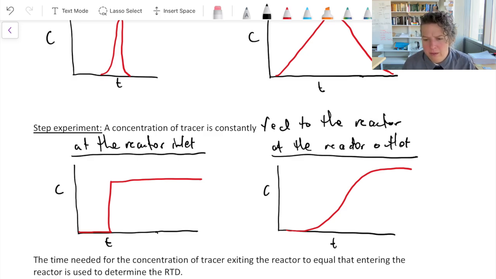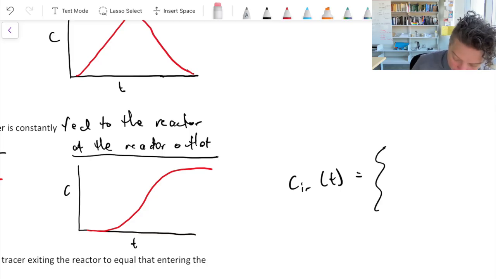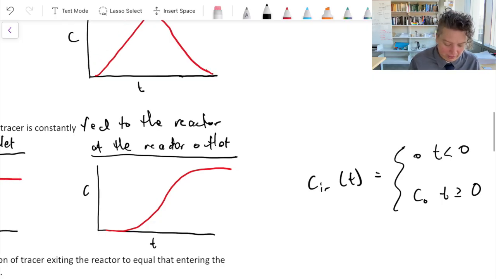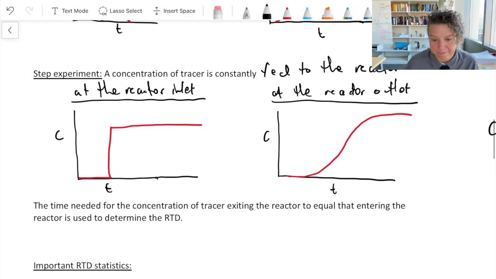So this step experiment is: my concentration coming in, as a function of t, is going to be equal to 0 for t less than 0, and it's going to be equal to C naught for t greater than or equal to 0. That's different than in my pulse experiment, where I basically have some concentration injected into the reactor, and then I stop.